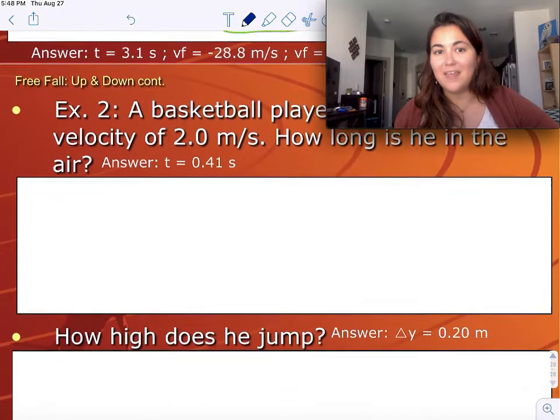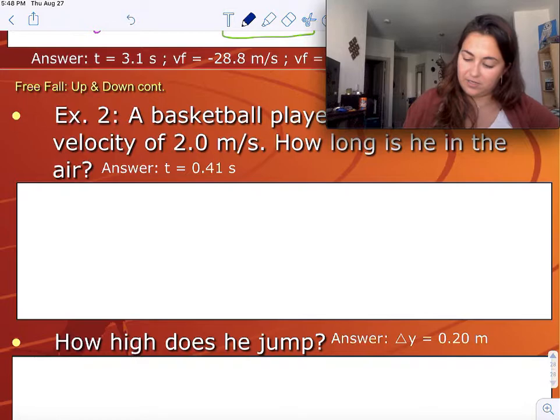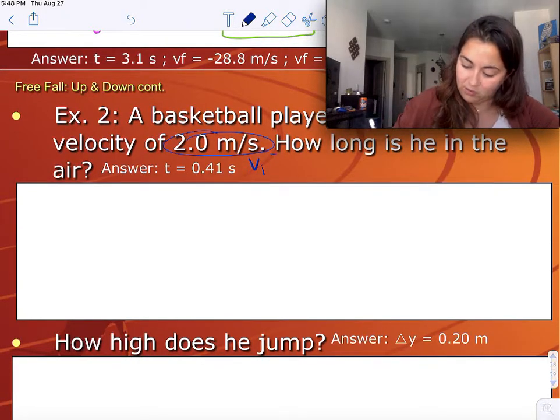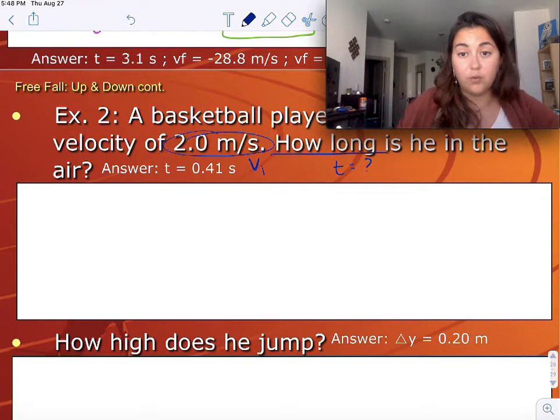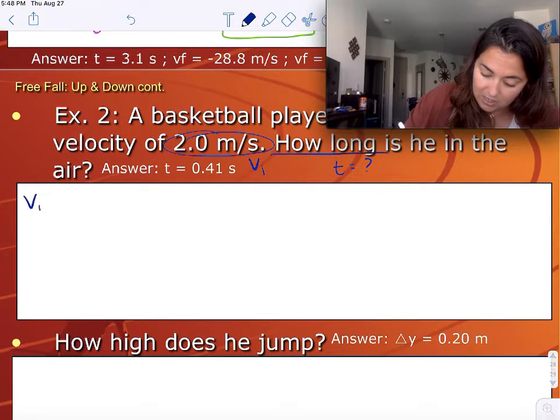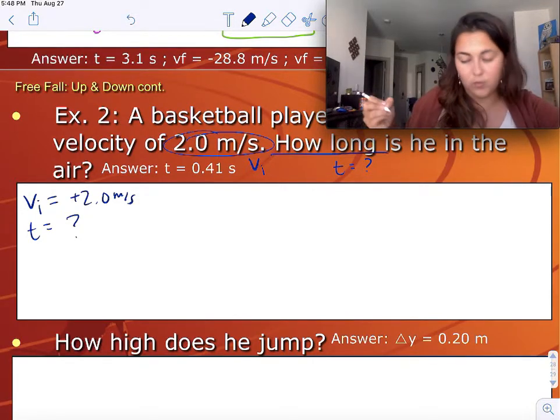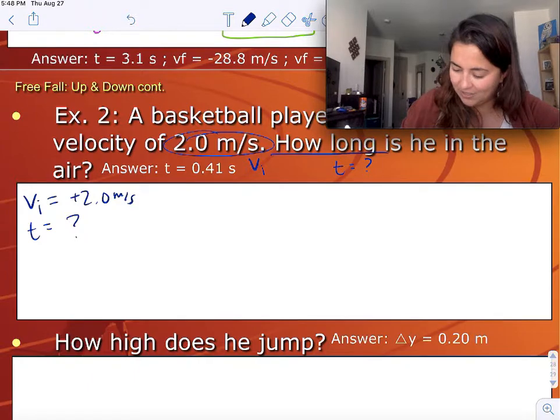Okay, cool. Last example. A basketball player jumps up at a velocity of 2 meters per second. That's my initial velocity. How long is he in the air? Ooh, this one's tricky because it looks like it doesn't give us any information, like small bits and pieces. So 2 meters per second, time is what we're looking for. And, what else do I know? Yeah, that's the question.